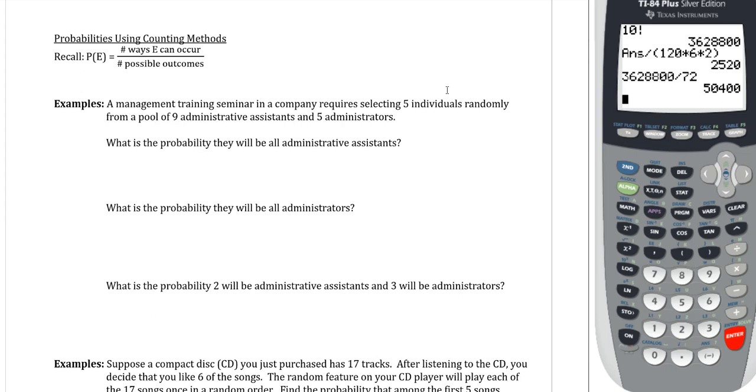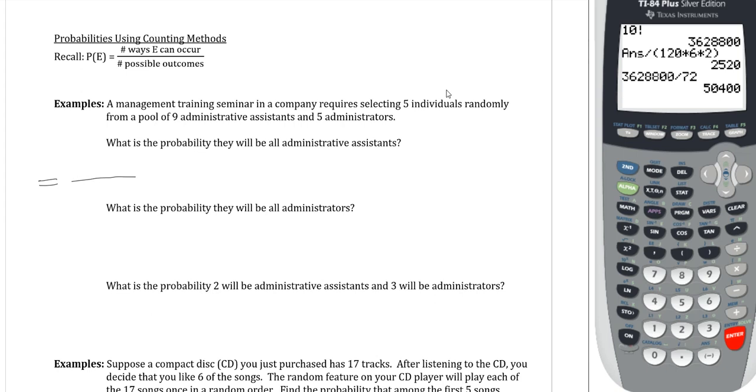For example, a management training seminar in a company requires selecting 5 individuals randomly from a pool of 9 administrative assistants and 5 administrators. First, what is the probability that they will all be administrative assistants? Well, we can do this by doing a lot of multiplications and considering dependent probabilities and combinations and values like that. We can do a lot of multiplications of fractions, or we can do this with combinations.